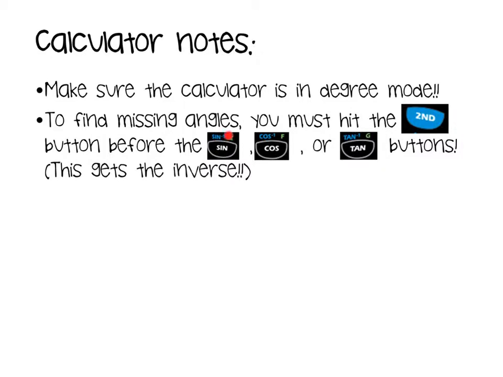That'll get us sine to the -1, which means inverse sine, or cosine to the -1, which means the inverse of cosine, or tangent to the -1, which gives us the inverse of tangent. So let me show you that on your calculator real quick.